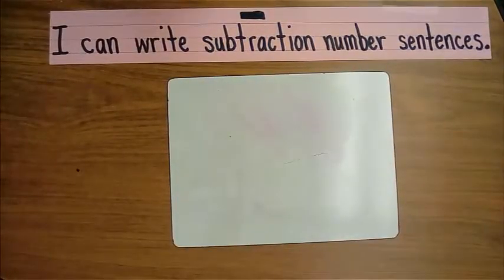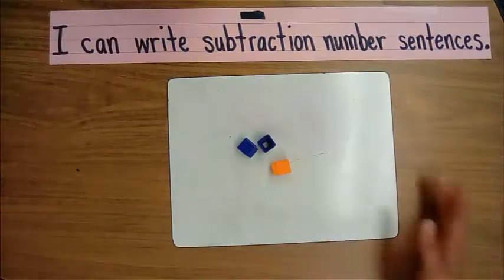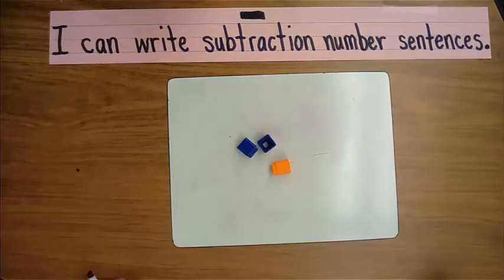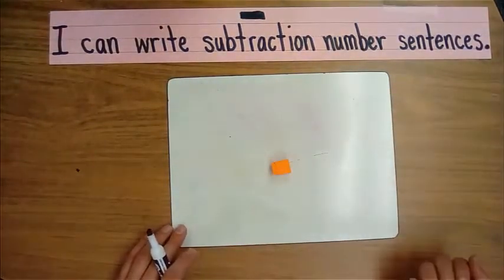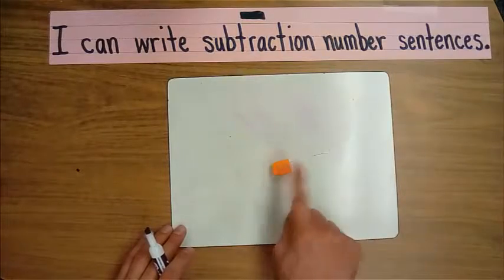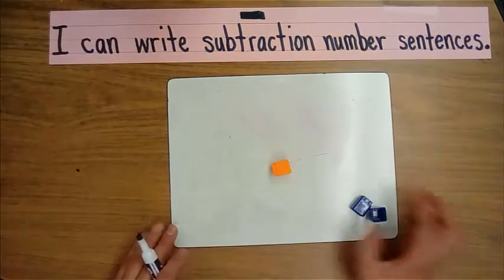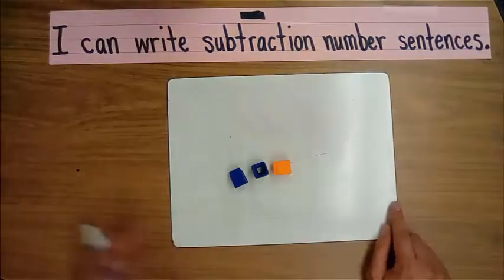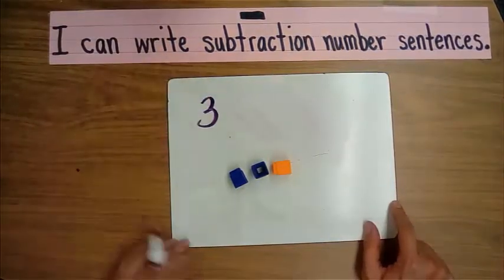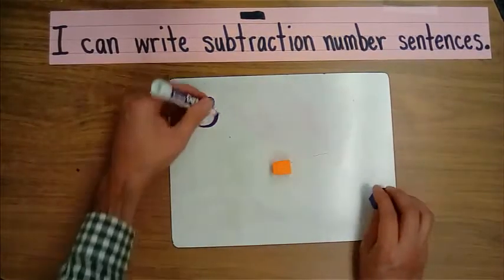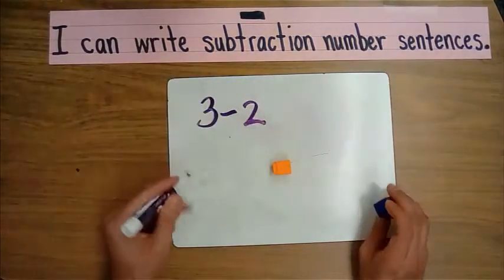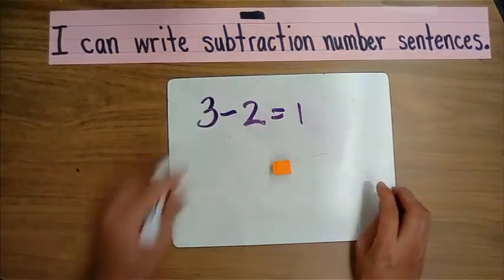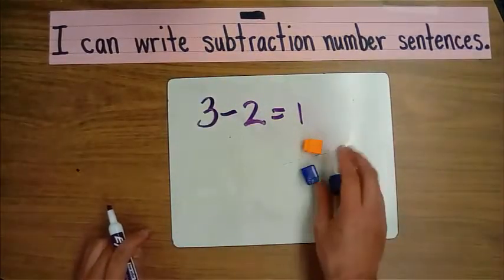Okay, so now let's do a couple more. What if I have, this is an easy one. What if I had 3 and I subtracted 2? What's the difference? 1. How would I write that? That's right. I would say 3 subtract 2 or minus 2 equals 1. So the difference is 1.